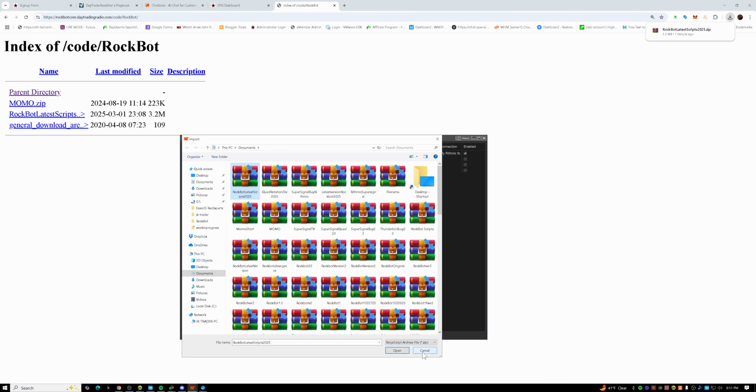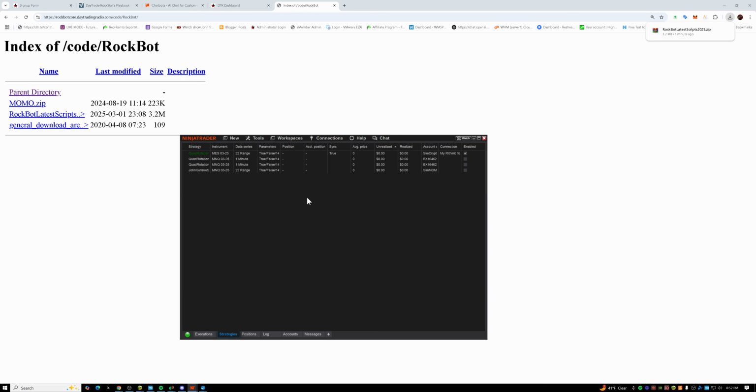Now, I already have it in there. I'm not going to do it again because I already have everything set the way I want, and I don't want it to reset everything. So now it's in there. It's uploaded to your platform.